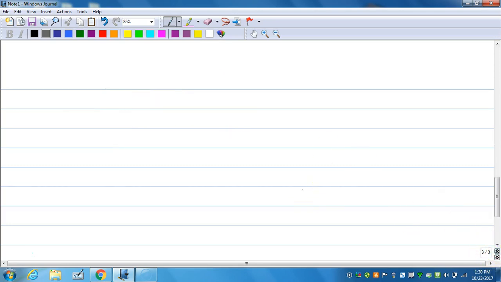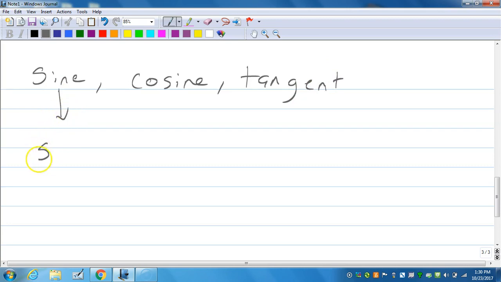So, trigonometry. There are a lot of functions, but we're going to go over just the basic ones, which are sine, cosine, and tangent. Sine is abbreviated sin. We just don't write the E. Cosine is abbreviated cos, and tangent is abbreviated tan.